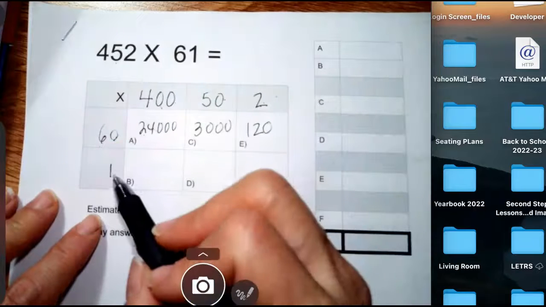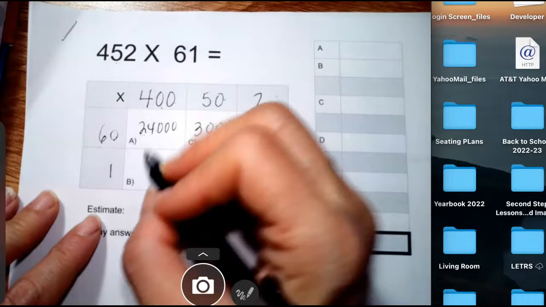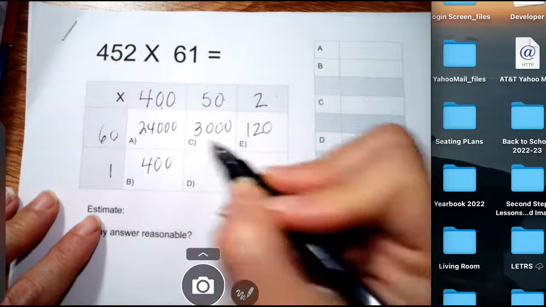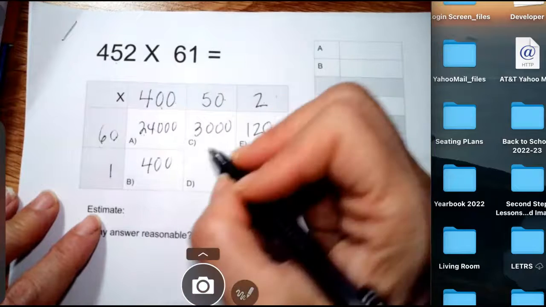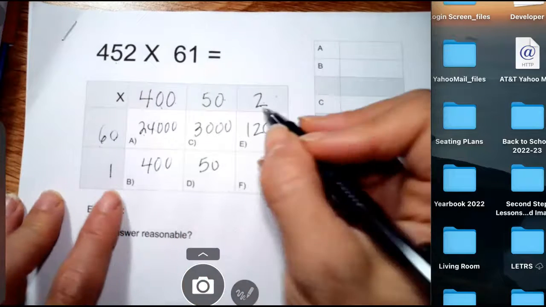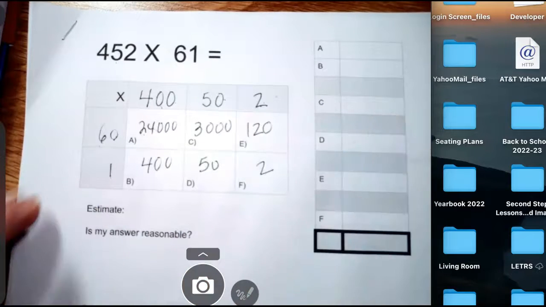Going on to the next row, I have 1 times 400, which is 400. This row, everything times 1 is the number. 1 times 50 is 50, and 1 times 2 is 2.